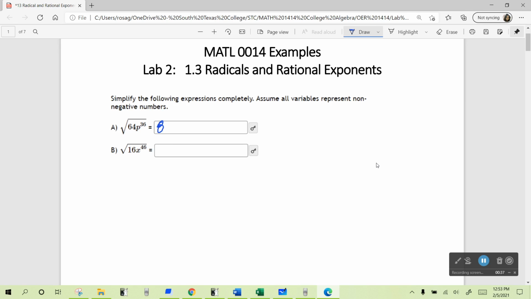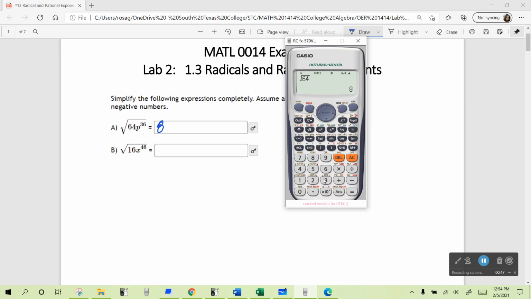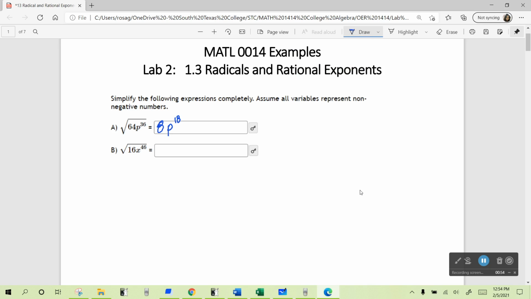Now for the letters, if it's a square root, what you need to do to the numbers is divide them by 2. So if you do 36 divided by 2, I get 18. So it's going to be p to the 18. So what happens is, with the square root and the 36, you do 36 divided by 2. If you get a whole number like we do here, 18, that's going to be the exponent. And that's it, no radicals.